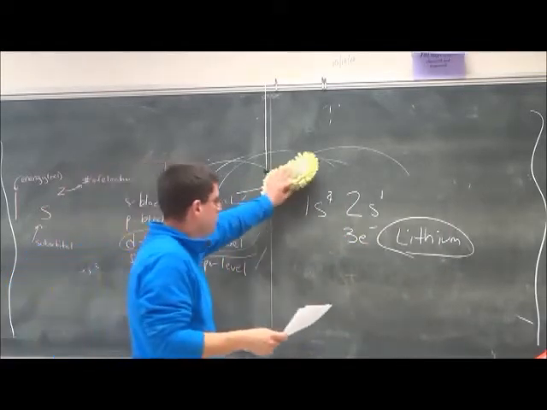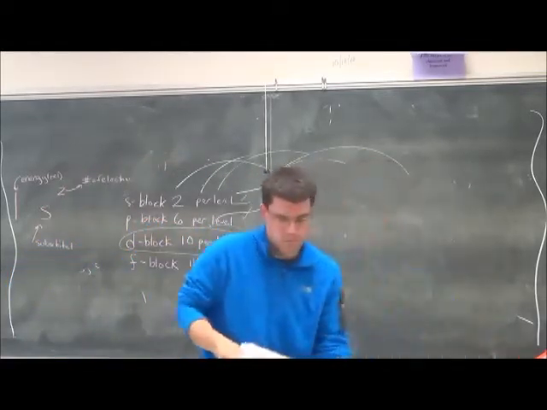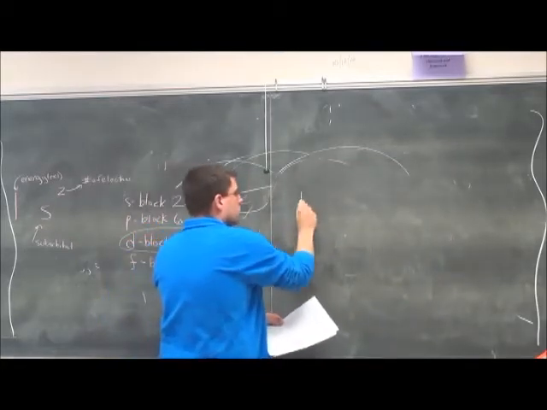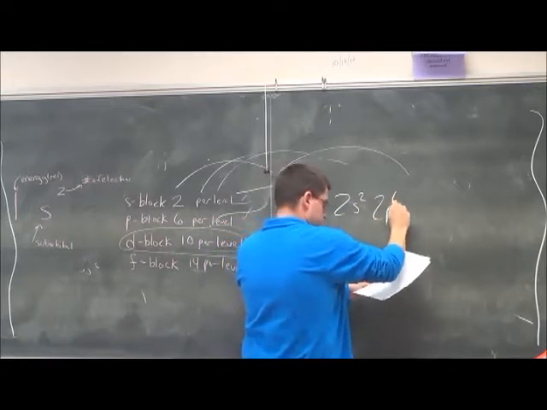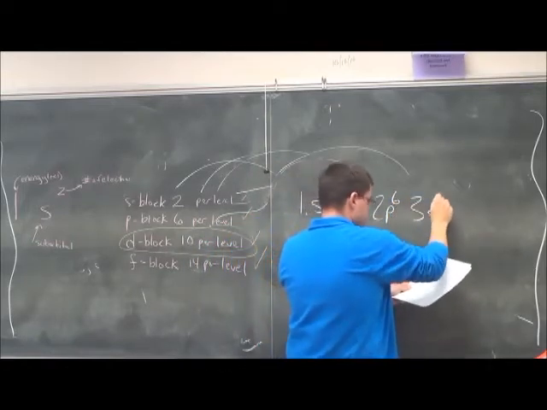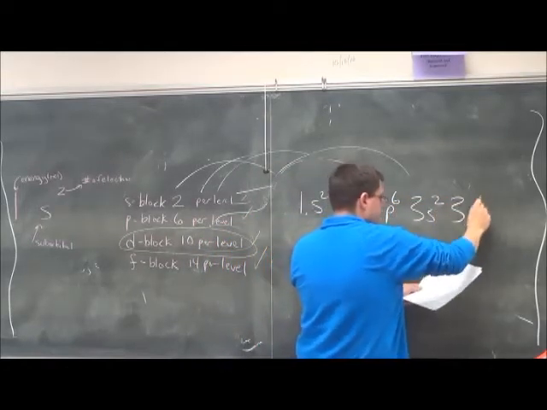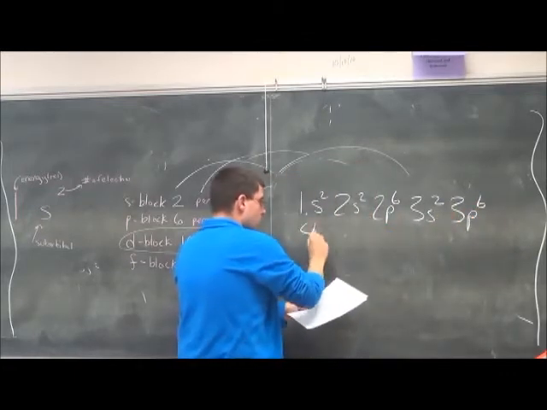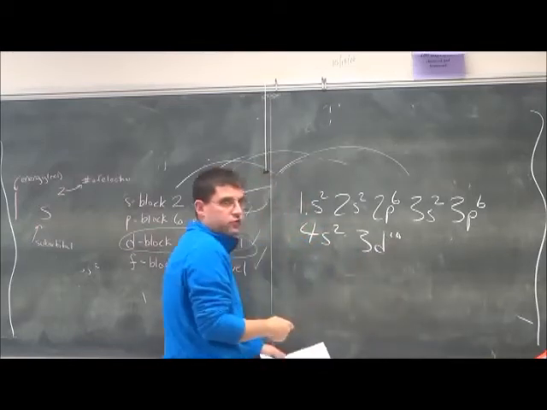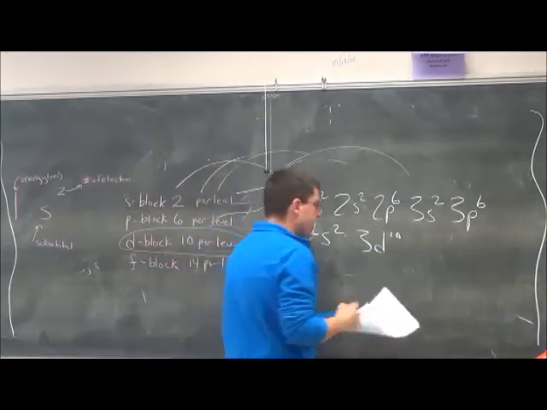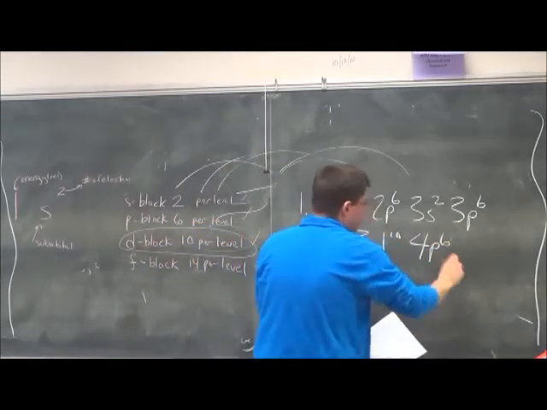Now go back. 1s2, 2s2, 2p6, 3s2, oh boy, 3p6, 4s2, back to 3d10, so we're going to go through the transition metals, that D block of the transition metals, all the way over to 4p6.